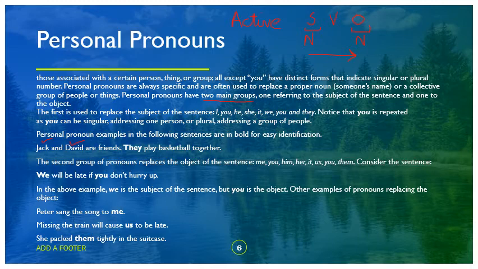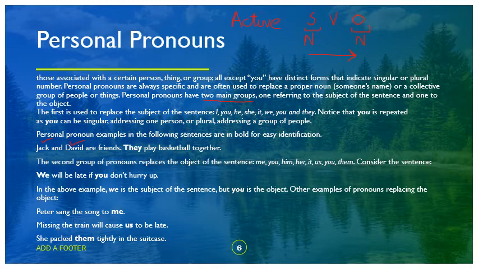So consider the sentence, we will be late if you don't hurry up. The second group of pronouns replaces the object of the sentence: me, you, him, her, it, us, you, them. Consider the sentence, we will be late if you don't hurry up. In the above example, we is the subject of the sentence, but you is the object.